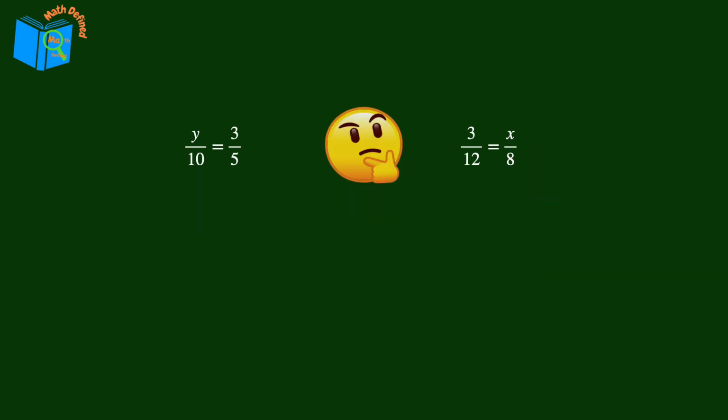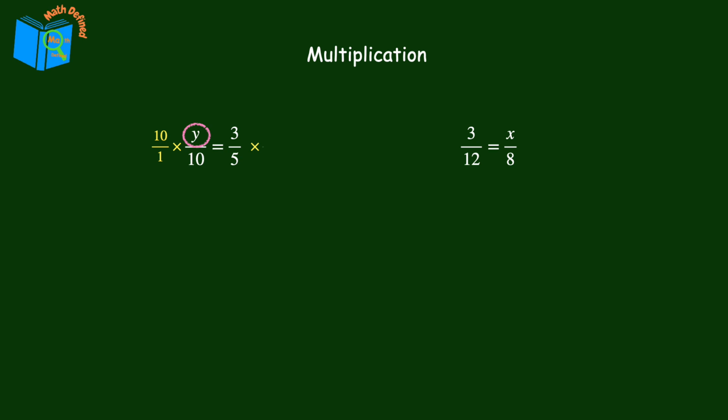If mental math doesn't work, we can use multiplication to solve for the missing value. Let's practice this method to find the missing values for these 2 proportions. For this first proportion, y over 10 equals 3/5, we want to solve for y by multiplying each side by 10. The 10's cancel each other out, leaving y equals, and 3/5 times 10 over 1 is 30/5, which we can simplify to 6. So y equals 6.